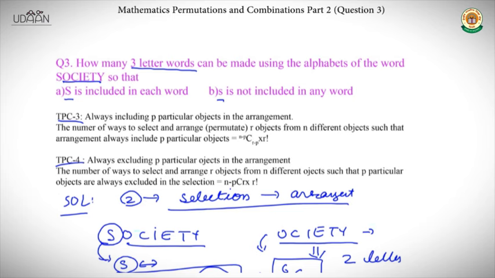To do this question, we can also apply the formula. The logic is already explained to you. We can use the formula (n minus p) C (r minus p) into r factorial for the first part, and the formula (n minus p) C r into r factorial for the second part. So now we'll move to our next question.